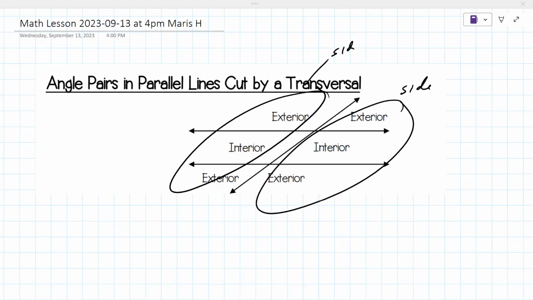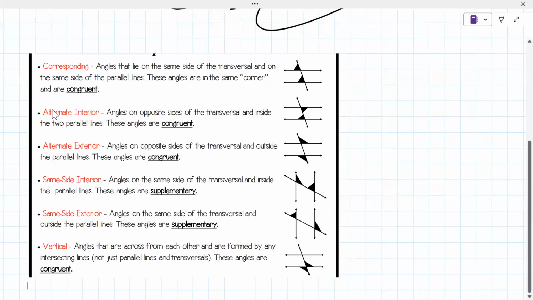Like, let me put these in here. Corresponding, alternate interior, alternate exterior, same side interior, same side exterior.